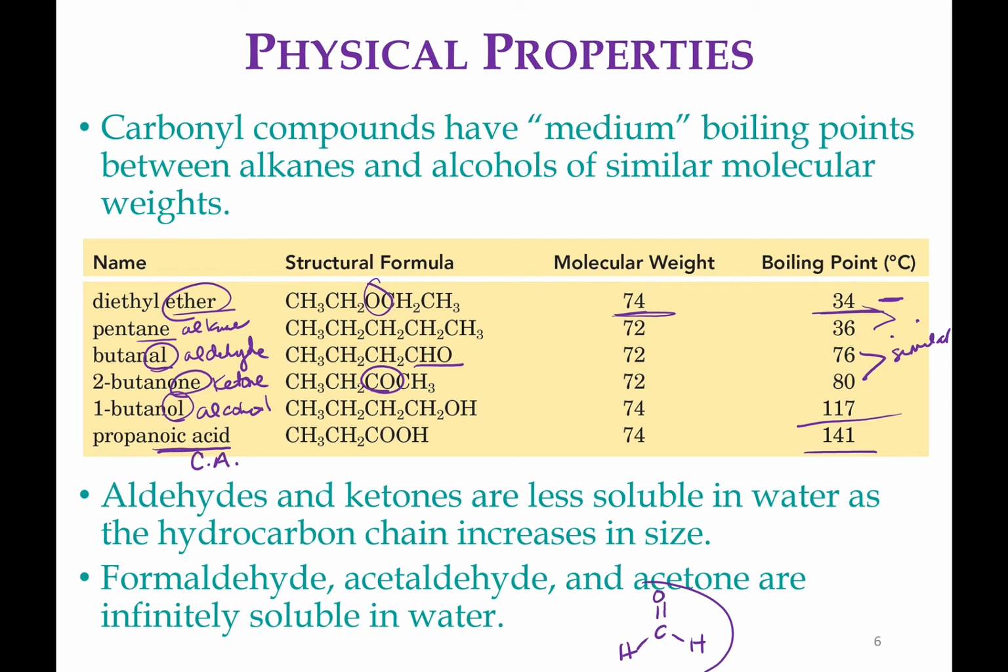So this wouldn't be a bad structure to know. This is formaldehyde. It's pretty common. So this is going to be infinitely soluble. It's small, and it's basically just a carbonyl compound, so it's going to be infinitely soluble. But also acetaldehyde and acetone are going to be infinitely soluble as well. And I'll draw those. I don't have much room right now, so I'll draw those in a little bit. But first, let's learn how to name these.